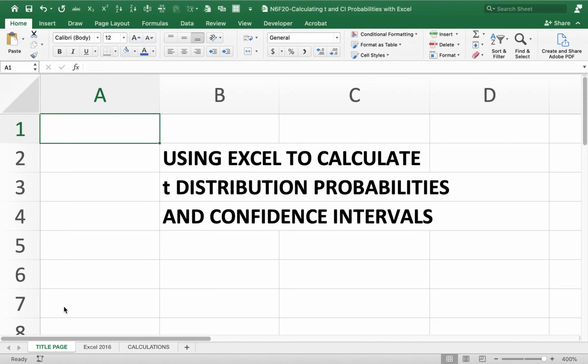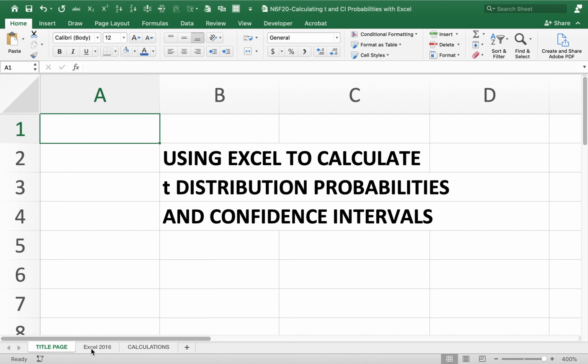Hello, ladies and gents. We're going to take a look at how to use Excel to calculate probabilities for the t-distribution and confidence interval. This is Unit E stuff. So let's take a look at some things here.